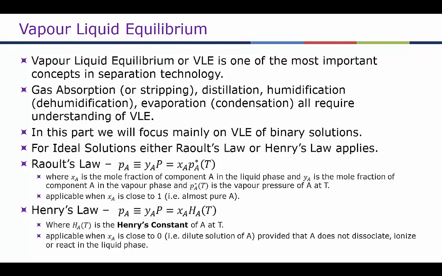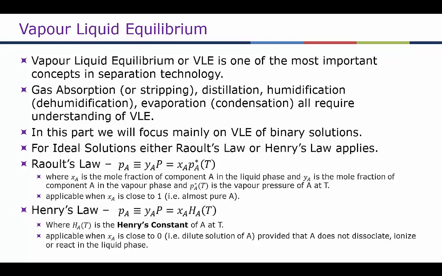In this part, we will focus mainly on the vapor-liquid equilibrium of binary solutions, which means only two components. However, Aspen Plus can model multi-component systems as well, but we will leave that for later for more complex problems. First, we need to understand for simple systems like this how we can analyze the problem.